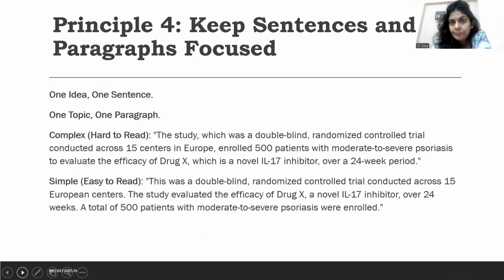Next principle, do not use complex sentences. We really need not show off our language skills. Keep your sentences short and concise. They should be conveying the meaning they are meant to. Likewise, paragraphs should be short, written in simple language, and the first sentence of the paragraph should set the stage for the rest of it.